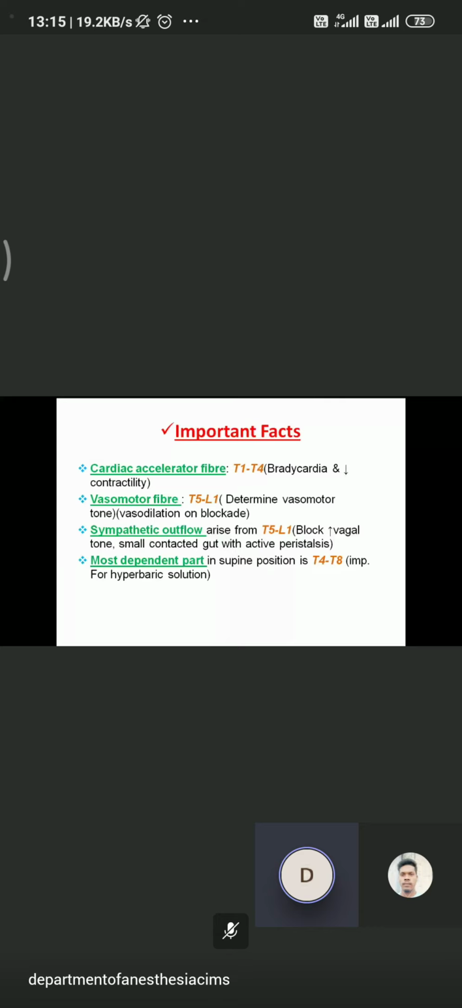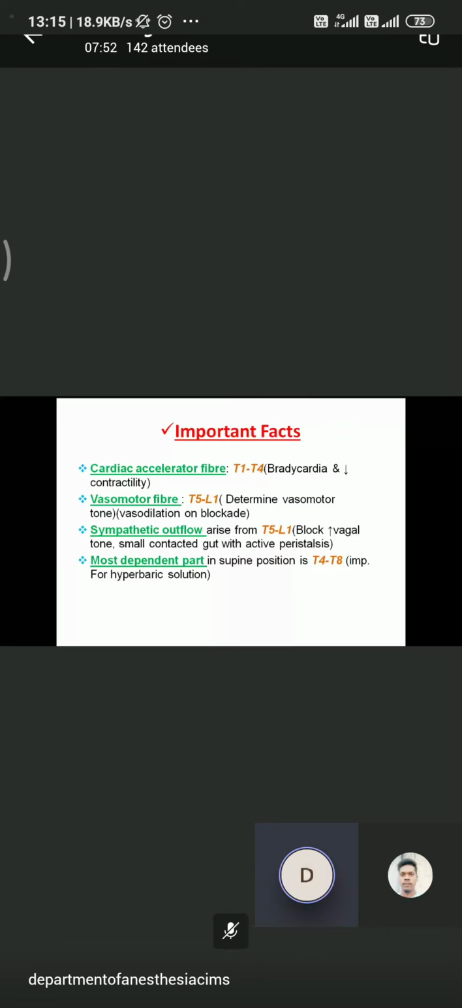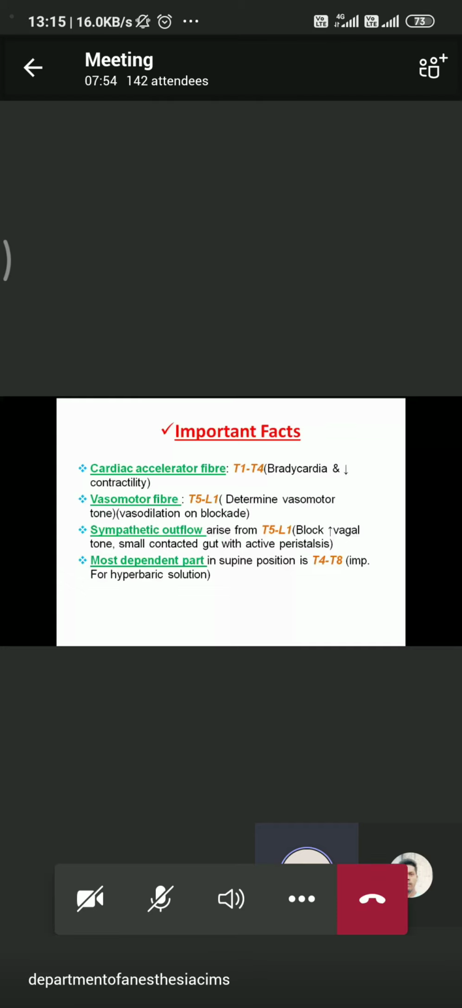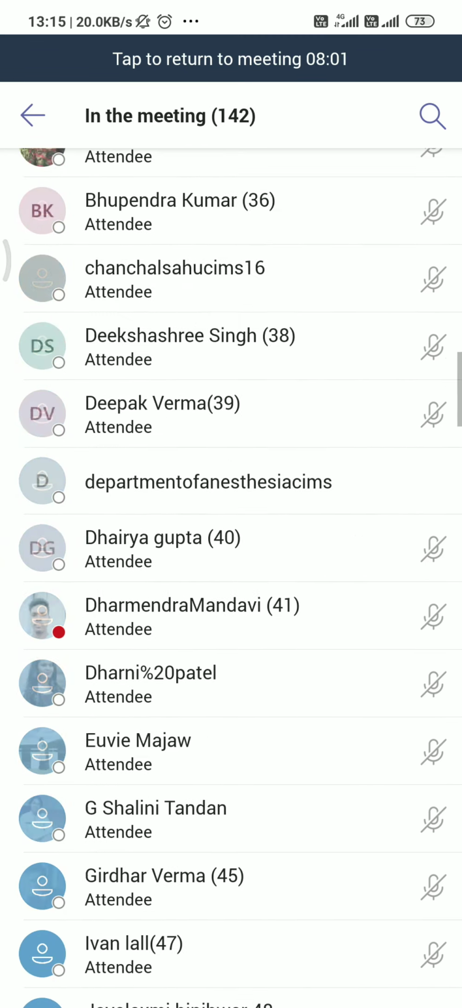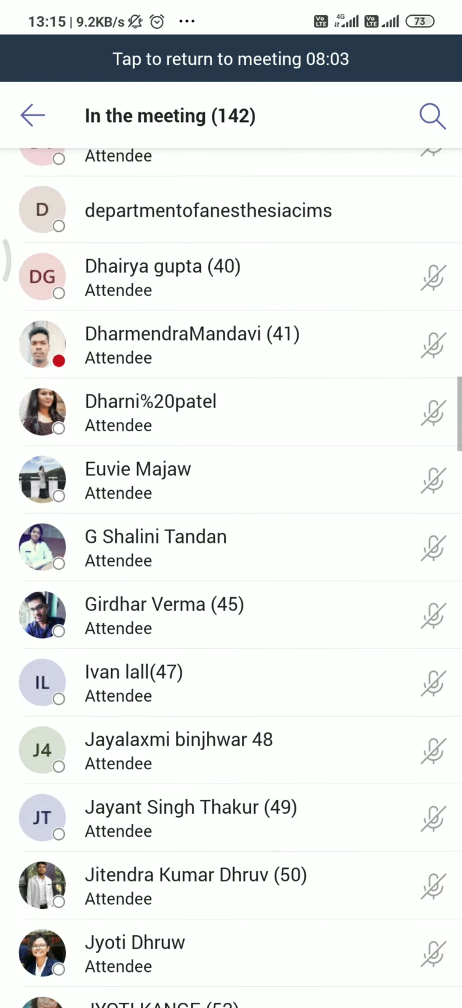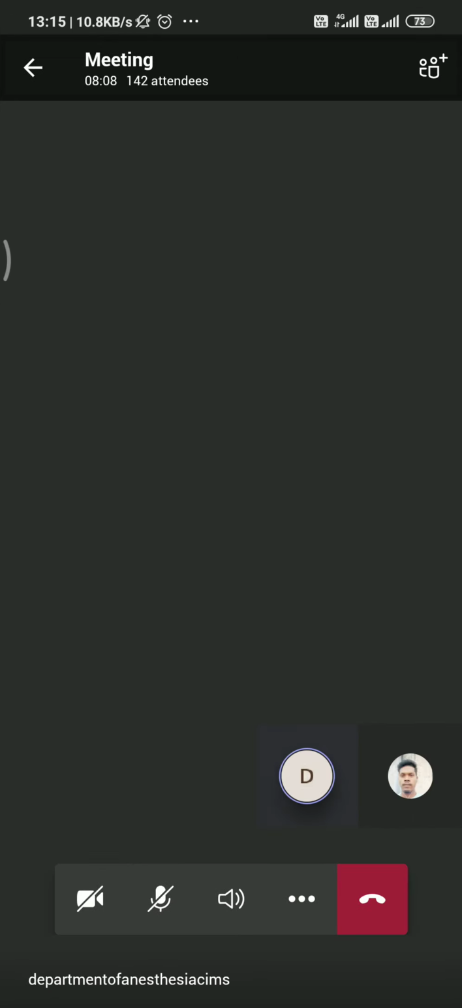Because of this, there is an increase in the vagal tone, and there occurs a contracted gut with active peristalsis, which gives a very good environment for surgery. In the supine position, when we lie down, the most dependent part for the drug to settle is T4 to T8. It is important for hyperbaric solution. I will tell you afterwards what is hyperbaric and hypobaric.